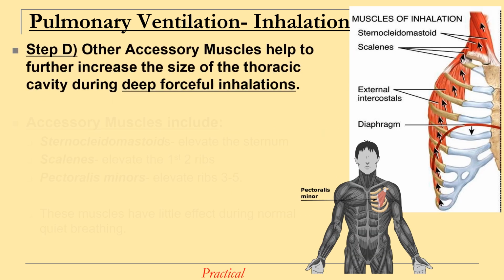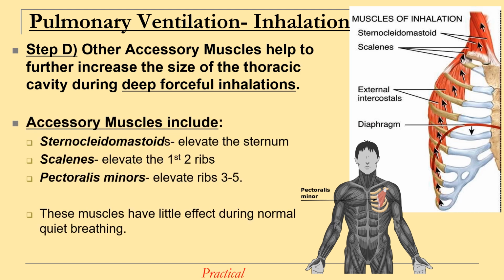And step D, other accessory muscles help further increase the size of our thoracic cavity during deep, forceful inhalations. So with step D, we only ever use them during deep, forceful inhalations. That's when we're taking that big breath in, because we're going to blow out some candles, or we're going to scream across the room, or we're going to try to blow up a balloon or something. And we need the air to do so. So that's the deep breath in. When we take that deep breath in, then we activate these accessory muscles.